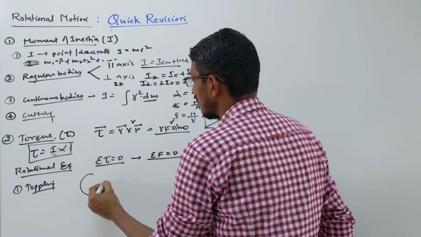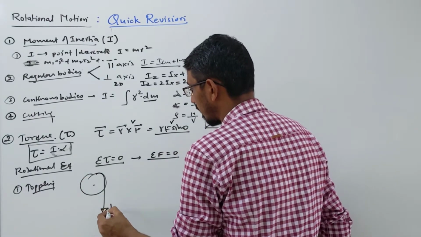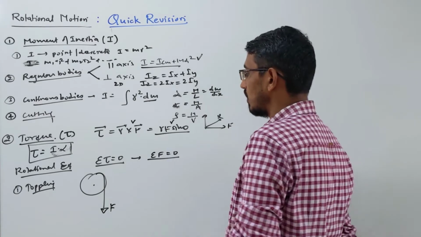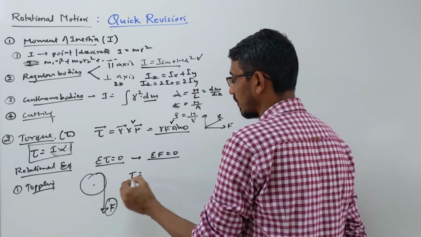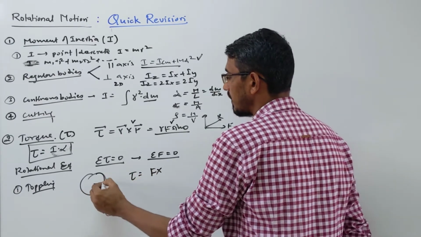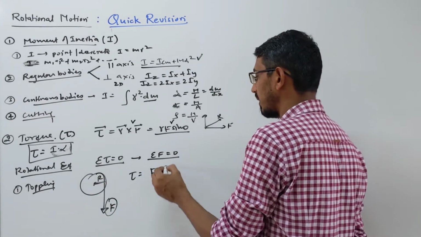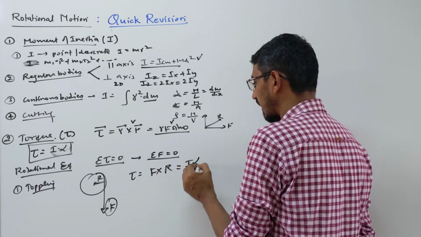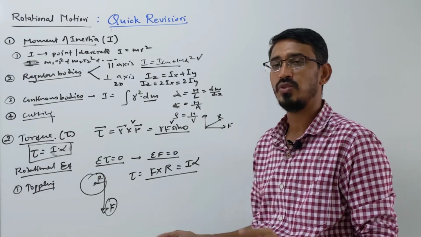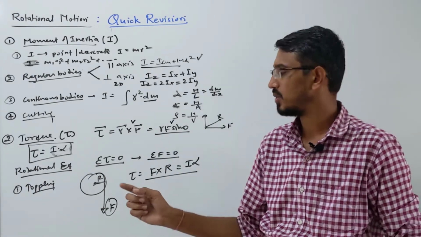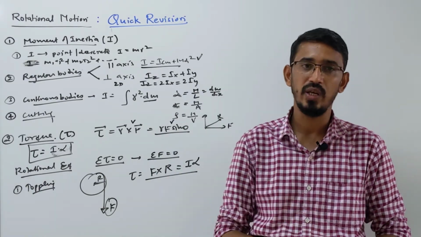This type of question: suppose this ring or disc, and we pull a rod, we apply force here, then they start rotating. So here torque is due to that force. That force into the perpendicular distance, which always becomes the radius of this disc or ring, R. This is also equal to I into alpha. So you can find the angular acceleration, you can find angular velocity, anything you can find using this concept, rotational equilibrium.